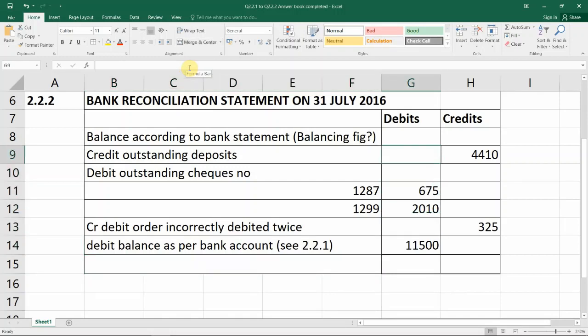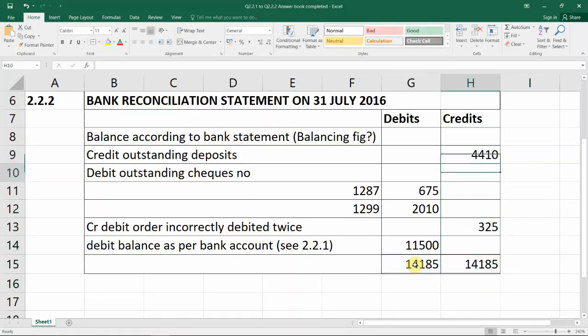And we have basically now everything. We know the balancing figure we expected all along would be the balance according to the bank statement. Now we just need to see if we have a debit or a credit. Well, it seems the debit side is more, so let's add up all the debits. So we have the 675. We have to add the 2010. We have to add the 11,500. So we have 14,185 as the bigger amount.